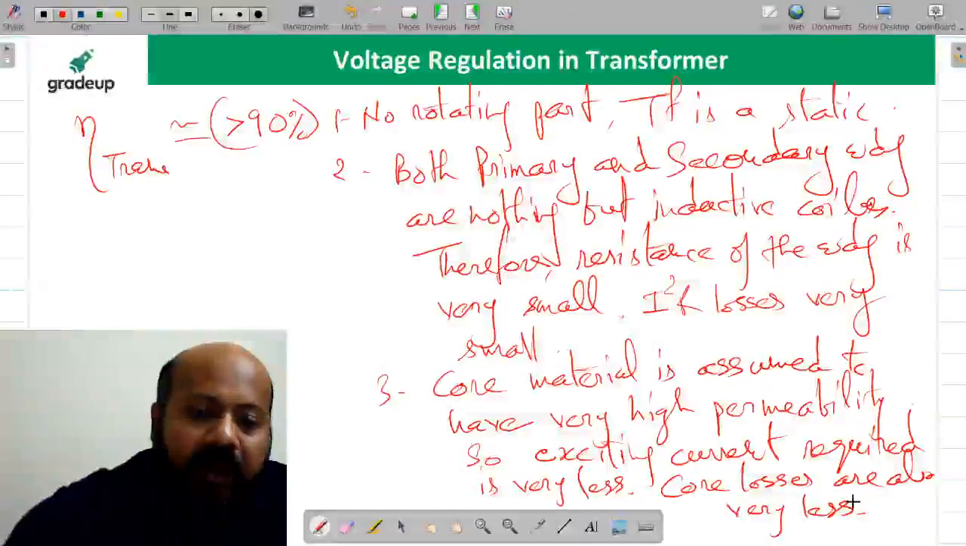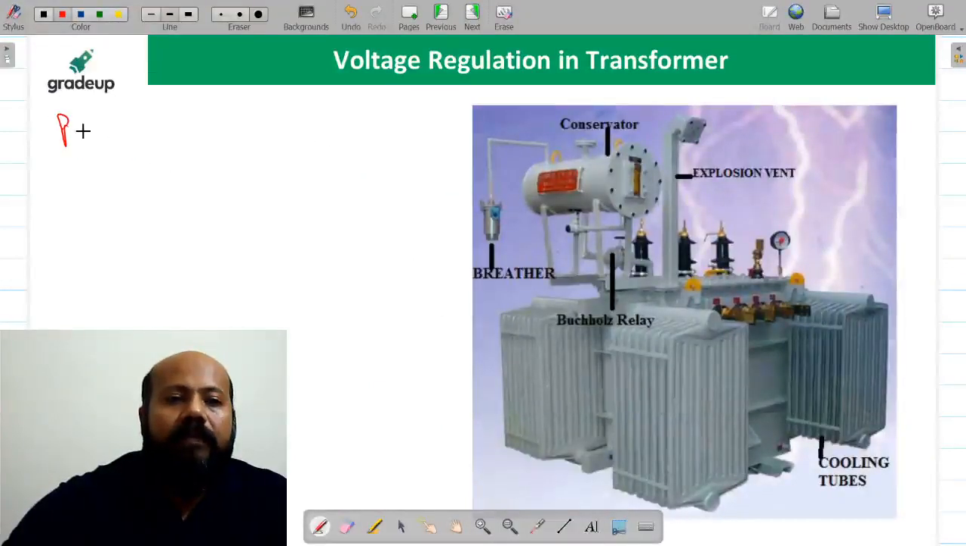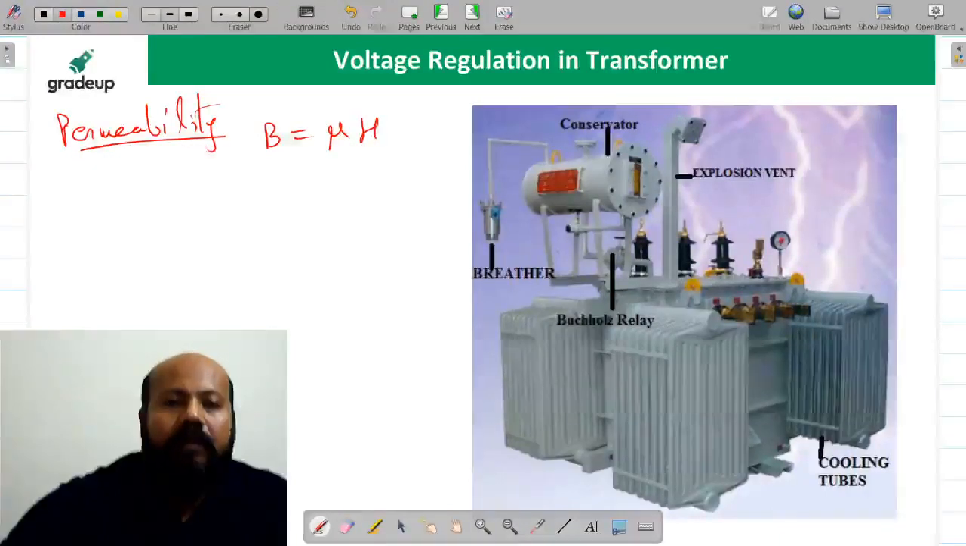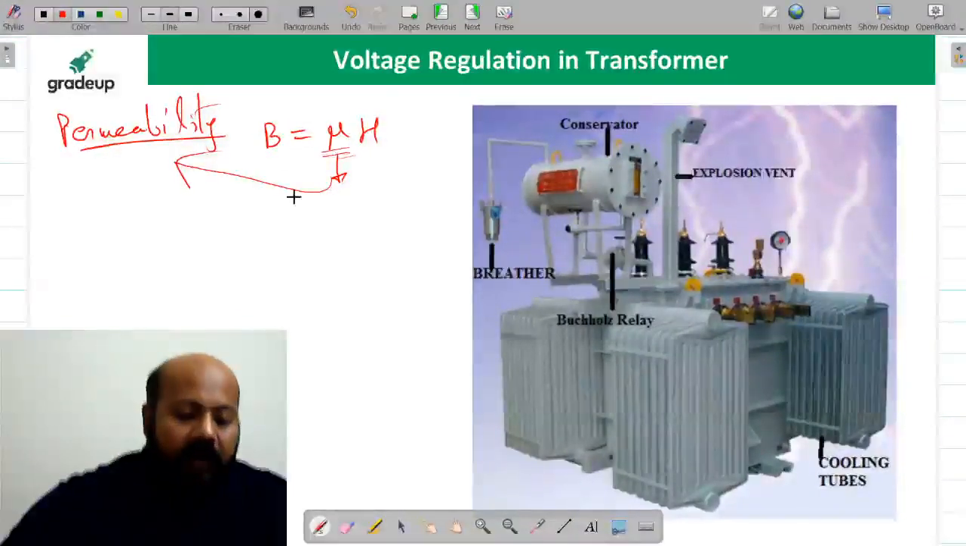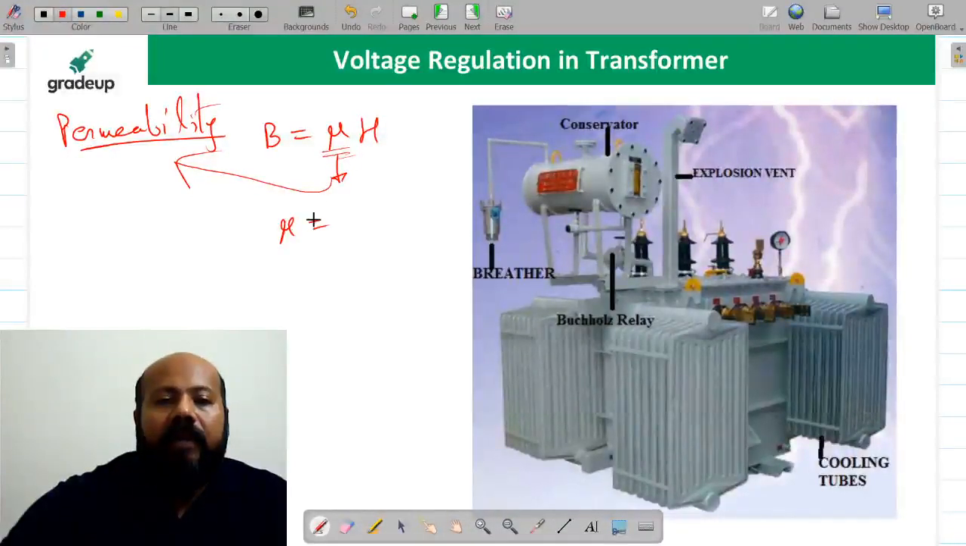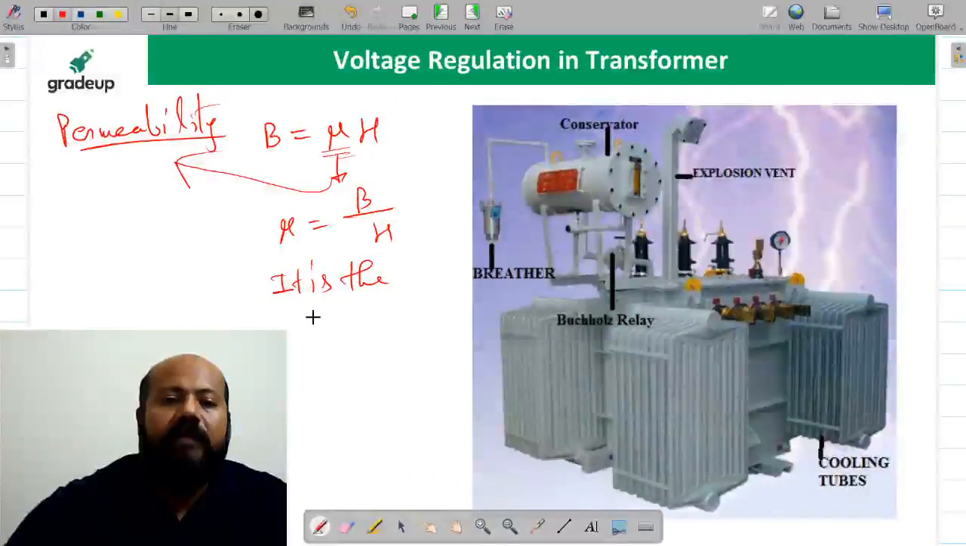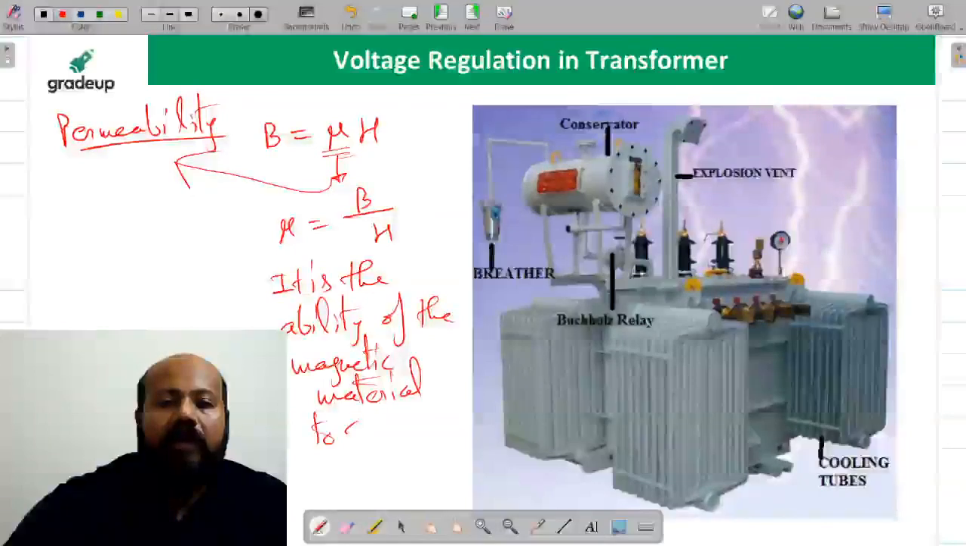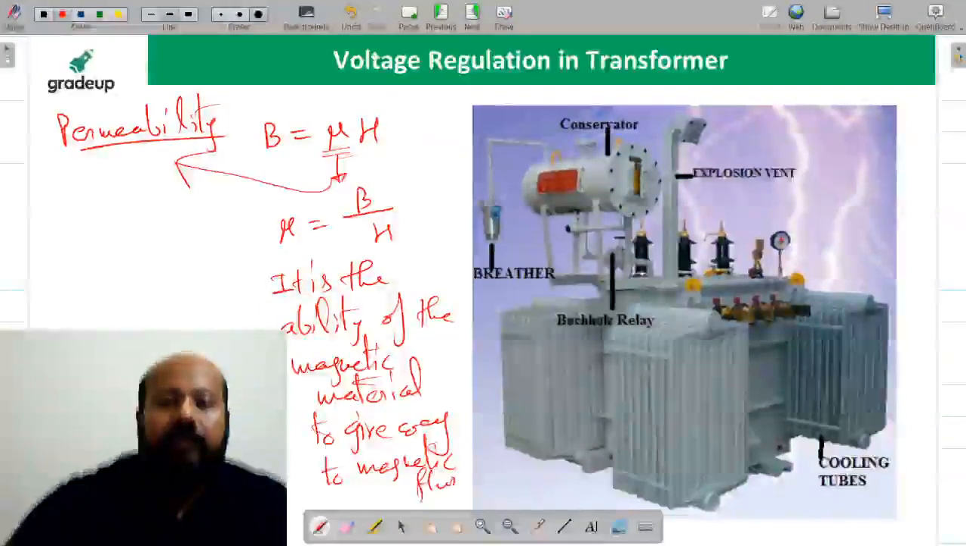Vikas Pal is asking, sir, define permeability. Beta, this mu is defined as the permeability of the magnetic material, and the explanation of this mu you can define like this. It is the ability of the magnetic material to give way to magnetic flux. I hope it is clear.